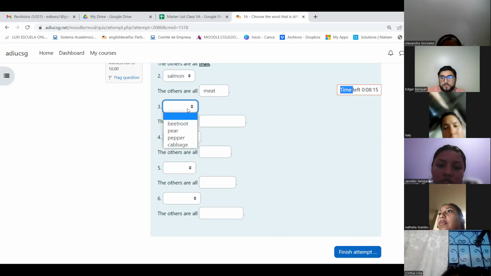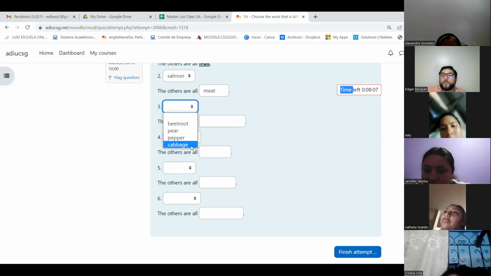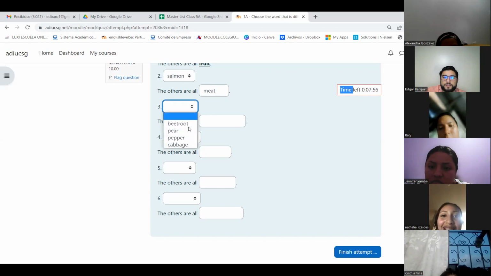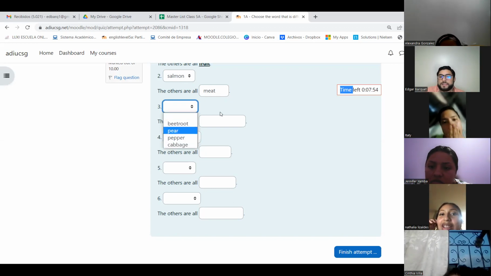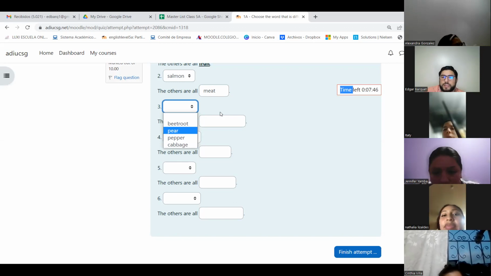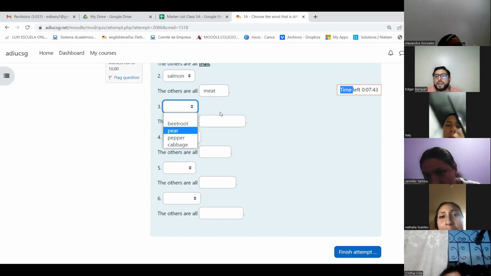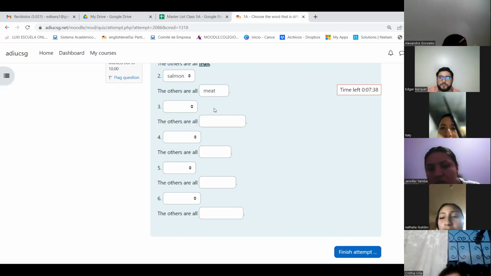Pear. Wait a minute. You have beetroot, pear, pepper, cabbage. So which is different? I don't understand. Now you understand. All right, tell me the answer. Which is different? Sorry, I wrote the word for meats wrong. Ah, that's the mistake. Yeah, it happens. It's okay. I believe it happened to Mr. Judy as well. I will check, and if it's a spelling mistake, I might accept it. Okay, teacher. Thank you. All right, you're welcome.